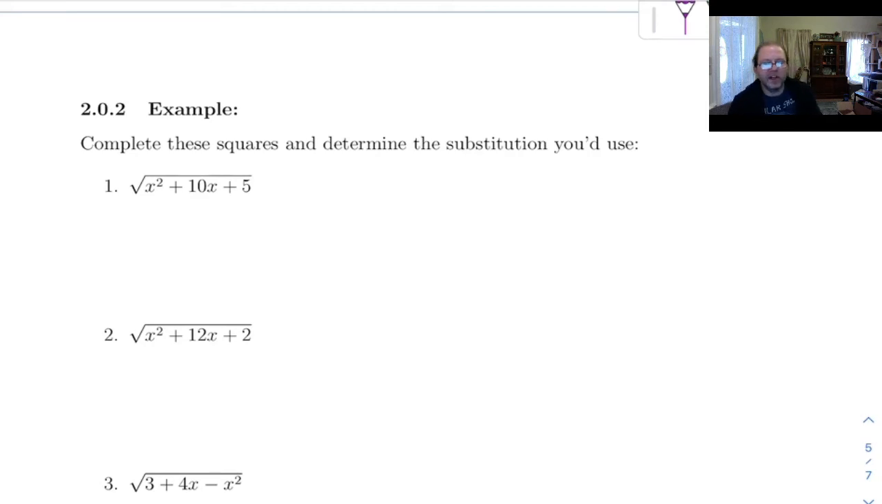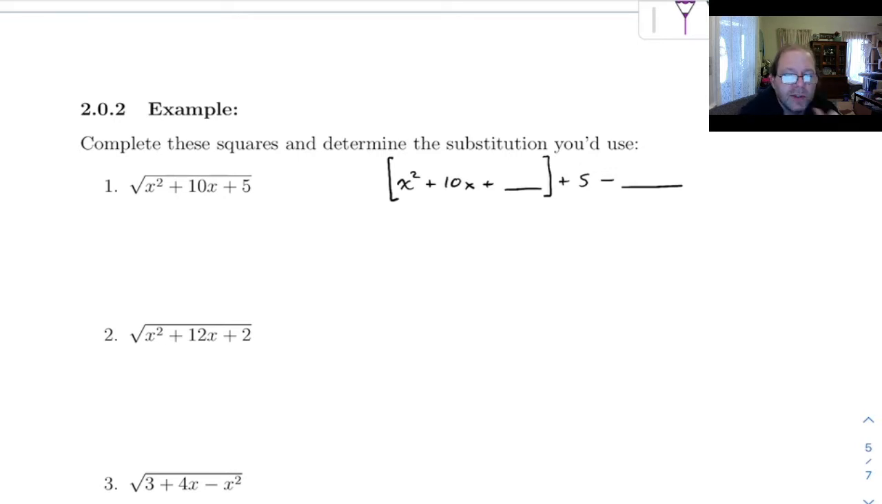All right, let's look at these examples where we're not doing the integral, we're just completing the square and figuring out the substitution to use. So this first one, we've got x squared plus 10x plus 5 under the radical. So I'm going to take that over here and just write x squared plus 10x plus blank, then plus 5, and then minus blank. The idea is to make this over here a perfect square, and we'll go from there. The thing inside of here will wind up being our u squared.